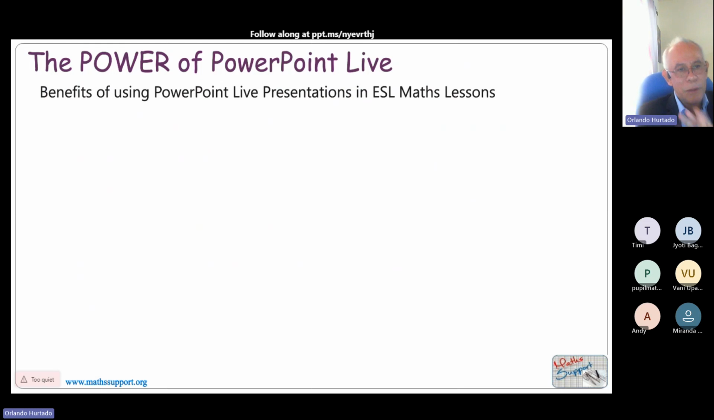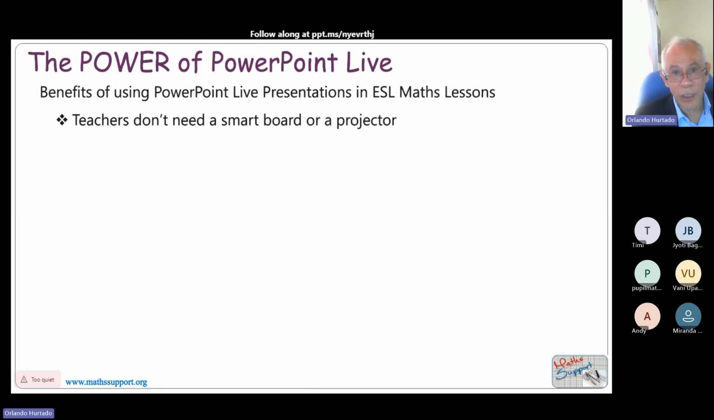So now we're going to come to the next point, which is the benefit of using the PowerPoint Live presentations in our math lessons. Teachers don't need a smart board or a projector. You can use this without a projector. In some schools, there is not a projector for every classroom. In a school I have worked in before, for example, they only had one projector for the whole school. So how can I deliver my lesson if I want to use a PowerPoint presentation and they don't have a projector for each classroom?